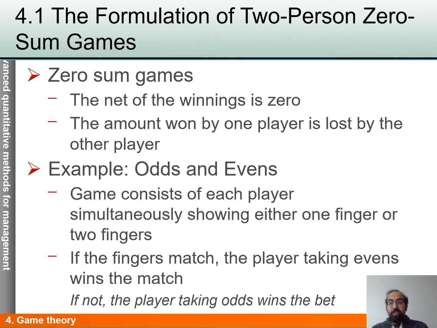If they match, 1 finger and 1 finger, or 2 fingers and 2 fingers, I win 1 unit of value. If they don't match, 1 and 2, or 2 and 1, I will lose 1 unit of value. In the next slide, we'll see what we are talking about.